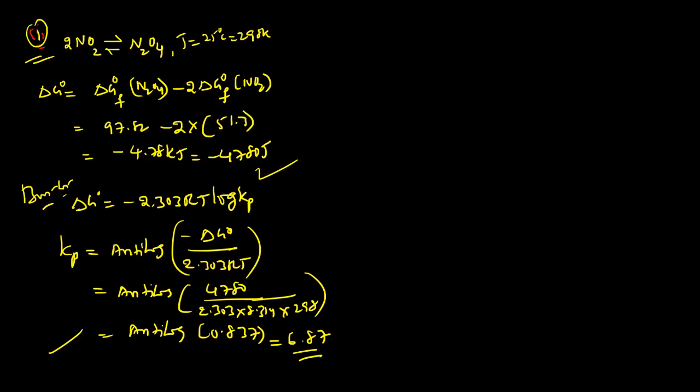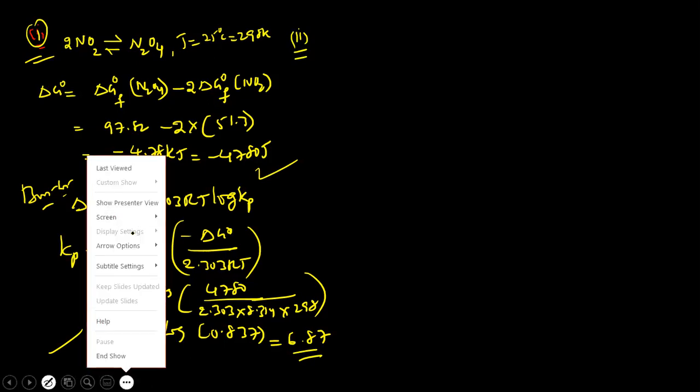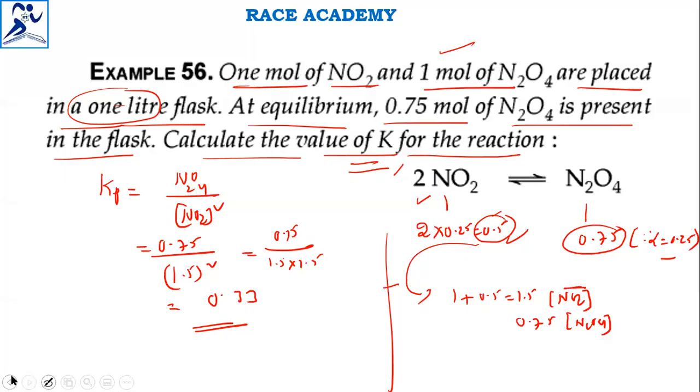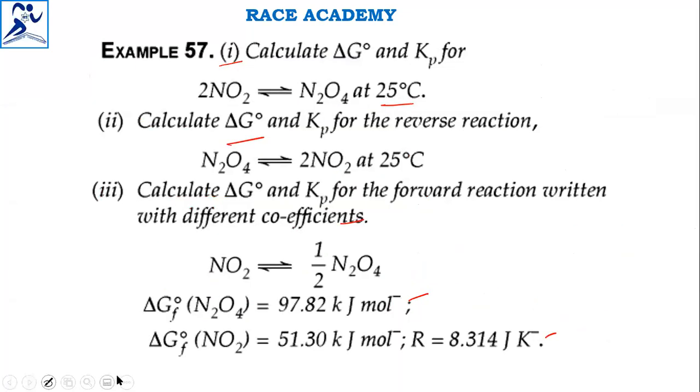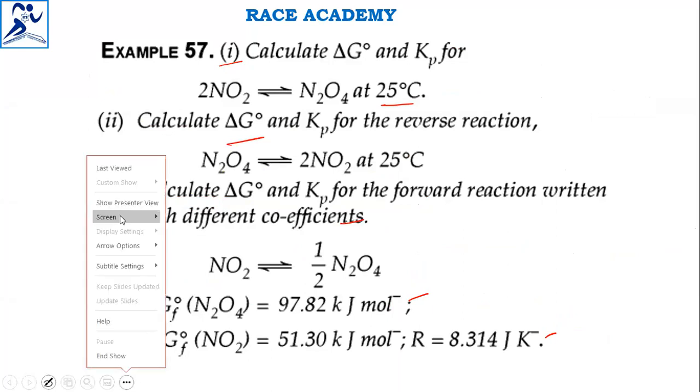Moving on to the second equation. What is the second equation given in the question? It is N2O4 gives rise to 2NO2 at 25 degrees Celsius. For that one, we have to find the delta G naught and Kp values both.